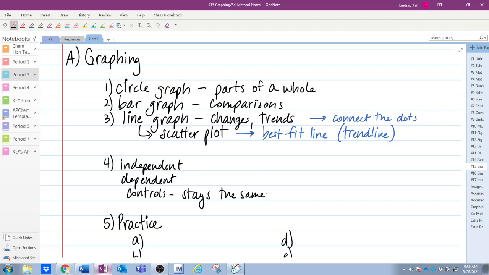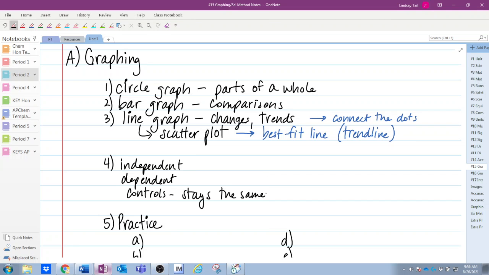If I were testing fertilizer on plants, I would make sure I'm using the same kind of plant to start with, unless that's part of my experiment. But I would make sure that they're getting the same amount of light. They're getting the same amount of water. They're in rooms with the same temperature, right? I need to make sure that all of those other conditions for growing plants are the same except for the fertilizer, right? Those would be controls.